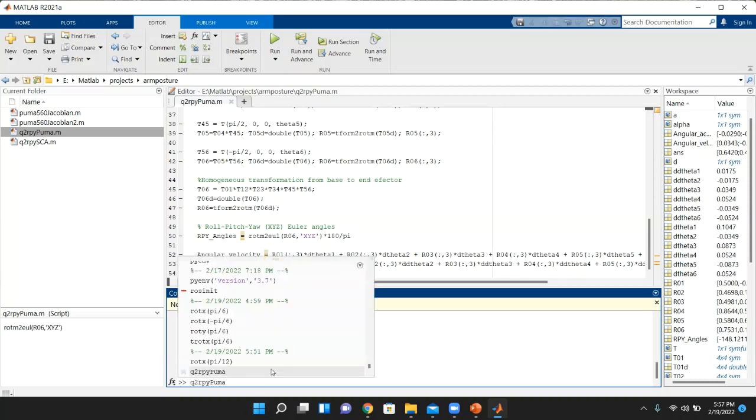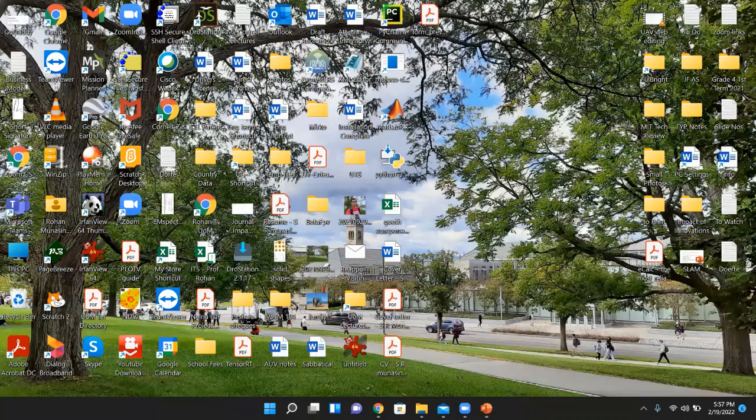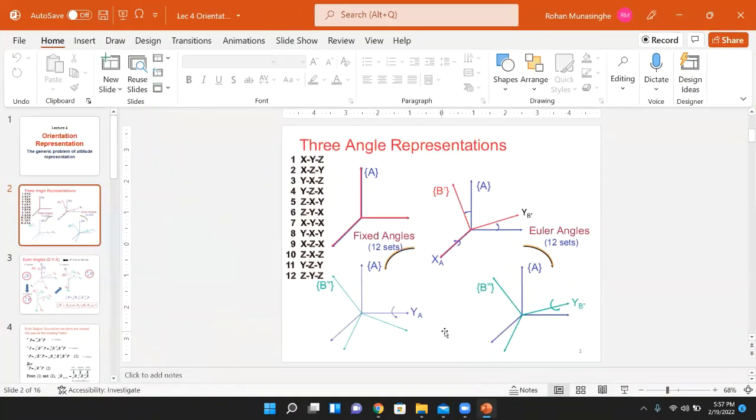Any question up to that point? Is that clear to you? The three angles and the rotation matrix. If you know the three angles, you can calculate the rotation matrix. Of course, you can do that. And if you know the rotation matrix, you can calculate the three angles also. Right.